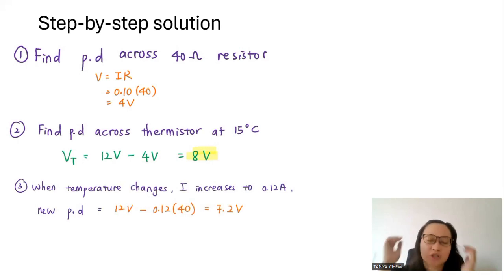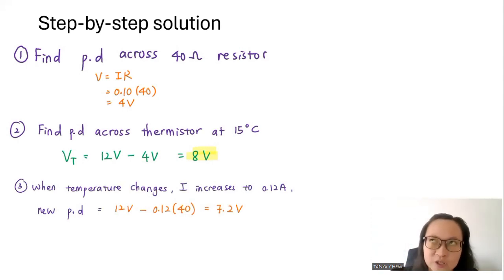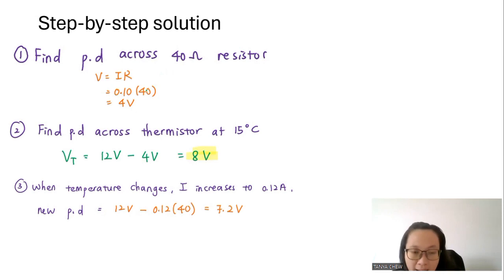So now when the temperature changes, they also told you that the current increases to 0.12 ampere. So you find a new PD across that 40 ohm resistor. The new PD of the 40 ohm resistor is 0.12 times 40. But you want to find the PD across the thermistor, right? So I take 12 minus 0.12 times 40. So I get 7.2 volt.